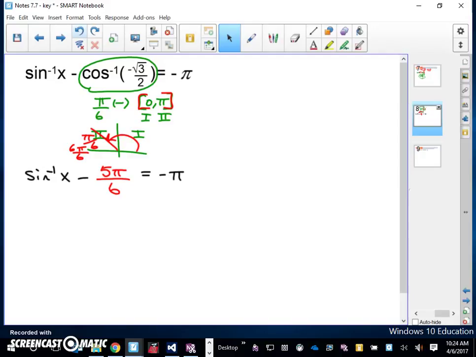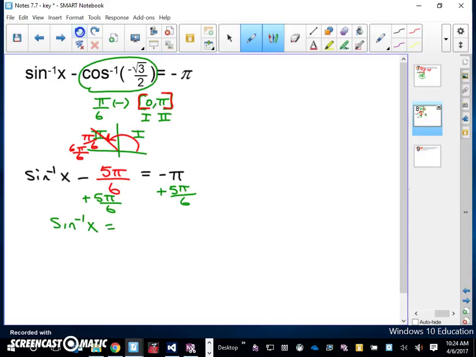So, I'm going to have to do a sine of both sides, but we better add that 5 pi over 6 over first. Let's add 5 pi over 6 to both sides. So inverse sine of x equals what we would get when we add those. Well, let's get a common denominator. Negative pi would be the same thing as negative 6 pi over 6. When we add that 5 pi over 6, that's going to be negative pi over 6. Inverse sine of x equals negative pi over 6.